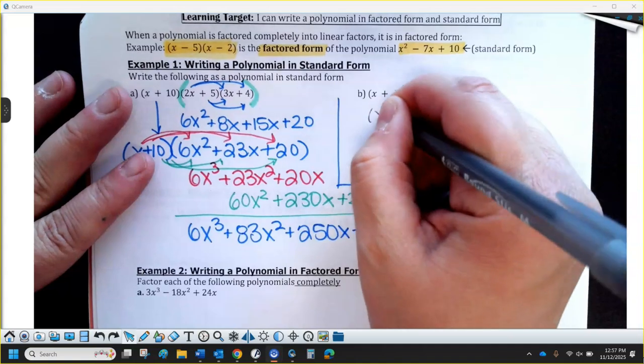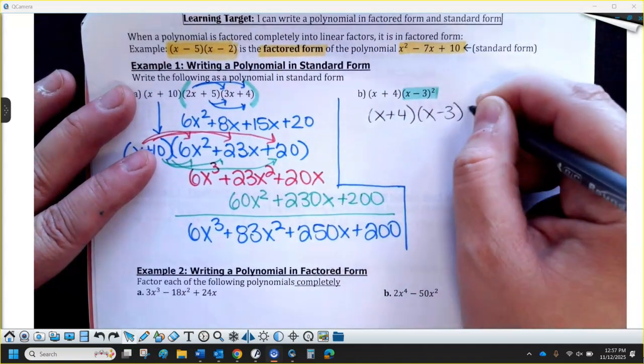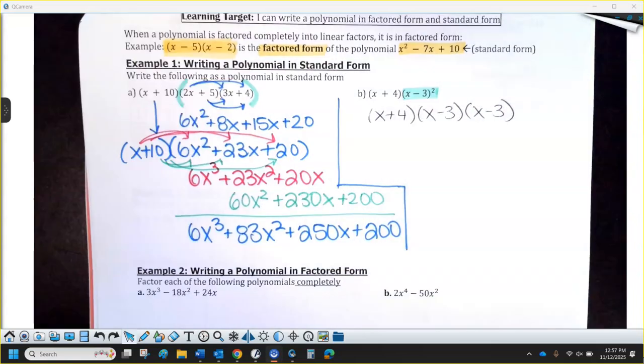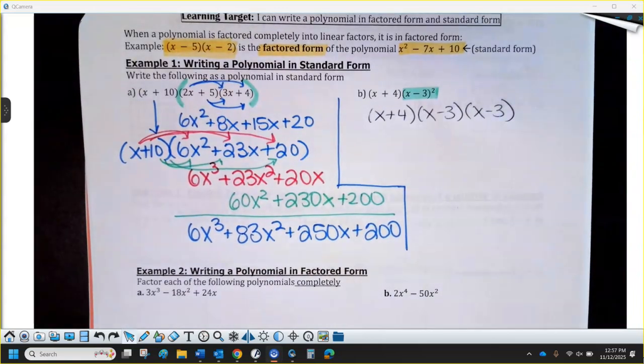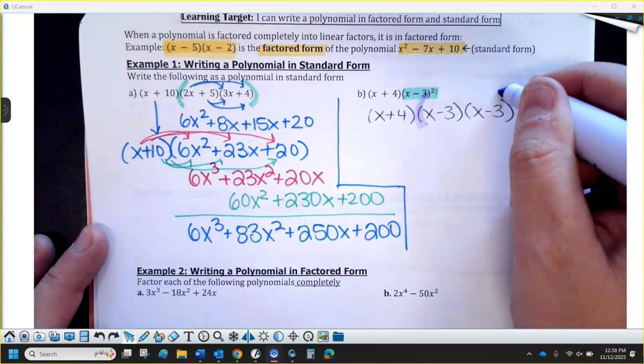Because if you don't, you're not going to get all the terms correct. So x minus 3 squared is the same thing as x minus 3 times x minus 3. So don't forget to do that, because if you distribute that exponent, you're going to completely get the answer wrong. So I would set it up like that, and then I'm just going to do it exactly like I did the previous question. I just do 2 at a time.